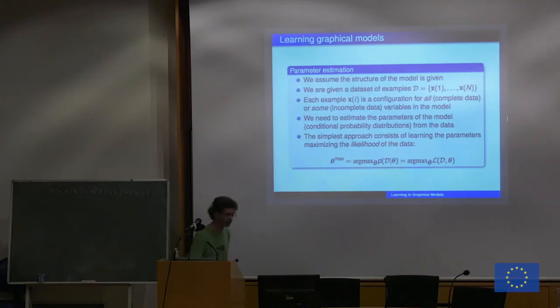Now the simplest approach for learning the parameters is maximizing the likelihood of the data given the parameters themselves. I don't know if you are familiar with maximum likelihood estimation of parameters of distributions. Are you? Yeah, okay. So we'll see that this really boils down to maximum likelihood estimation of single distributions. So the idea here is that you want to maximize P(D), the probability of the data set given the parameters.